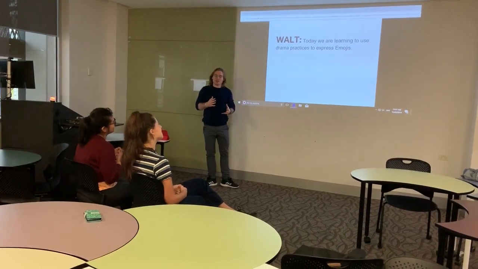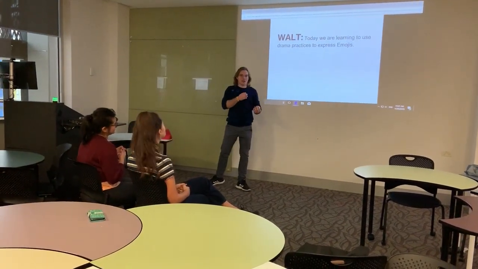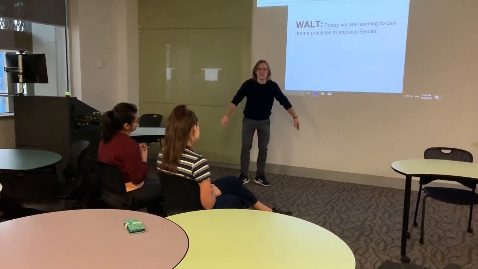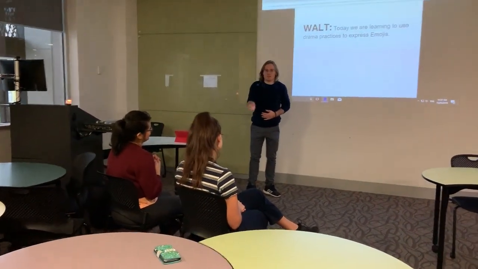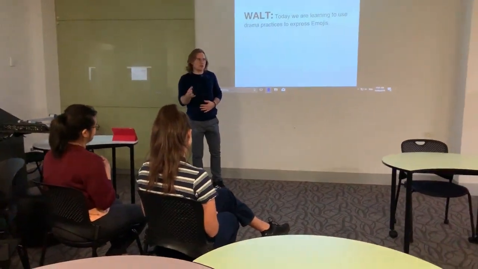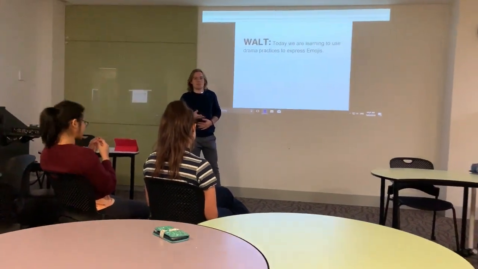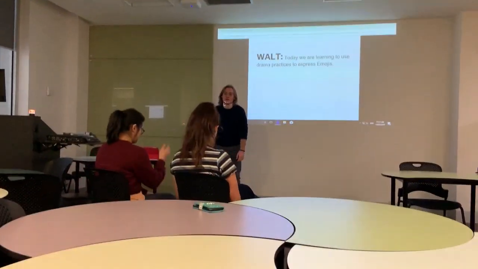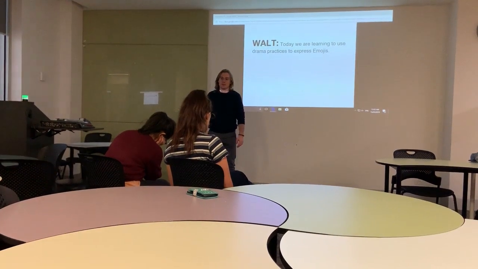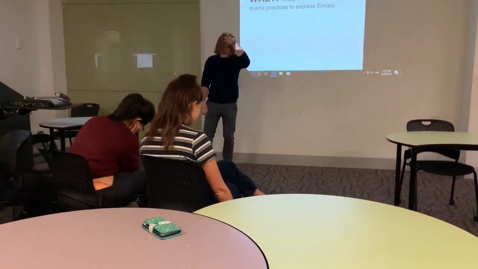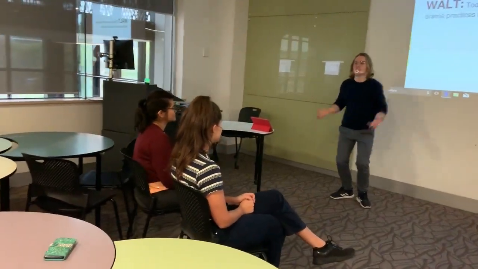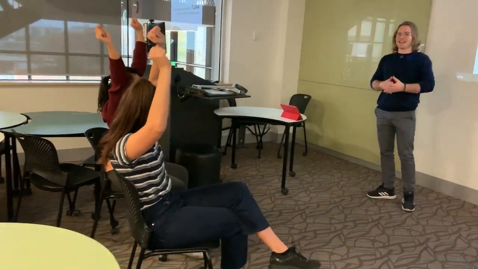So today we're going to move into using our WALT, which is learning to use drama practices to express emojis. When we're acting out certain emojis, we might show our bodies in different ways. Who could give me an expression of how they might demonstrate being sad with their bodies? That's right, Bernard, you might tilt your head down and look all glum. And what about if you're happy? What might you do? What sort of actions could you do? Yeah, that's right, we might lift our hands up in the air.